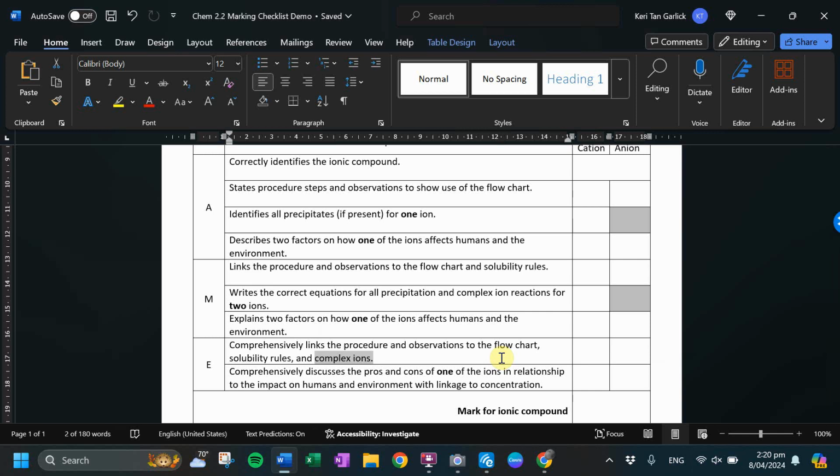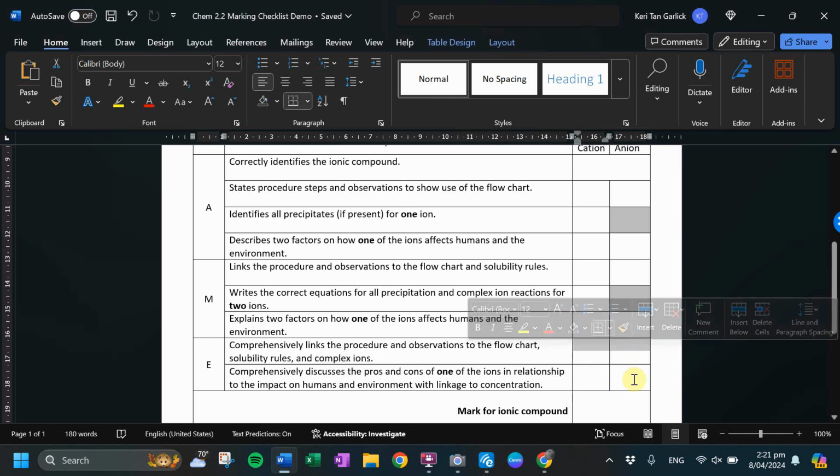Now, it's not the end of the world if they do not have the complex ions, because I will most likely assign you a complex ion with the cation to show that evidence. The other thing to keep in mind is if I have selected something that doesn't have a complex ion and both of these boxes are grayed out and you don't have that as a requirement, I can still mark excellence because of the essay section.